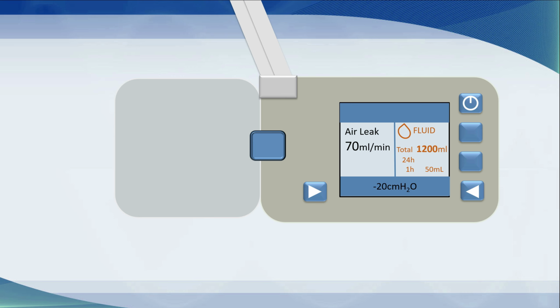It's so simple. And on the screen, what we see on the bottom is the amount of negative pressure for suctioning in either centimeters of water or kilopascals. And then on the split screen in the middle, the air leak is determined on the left-hand side, and the amount of fluid that is being drained over 24 hours or so far today and over the last hour is measured.